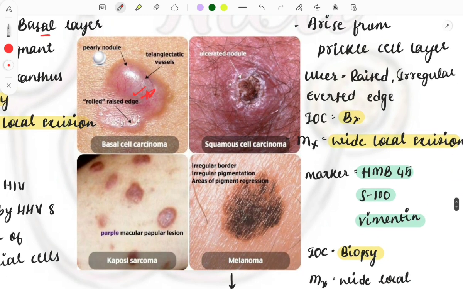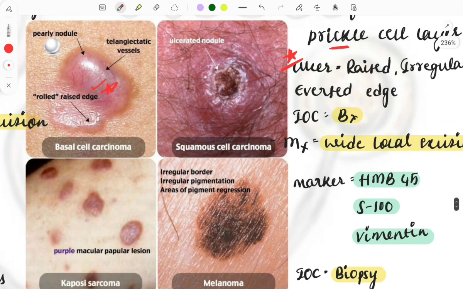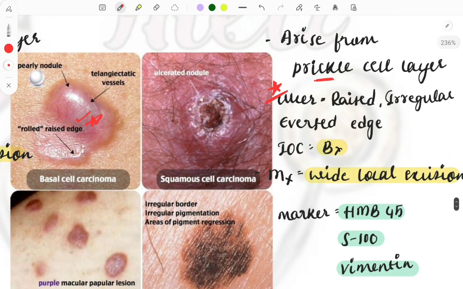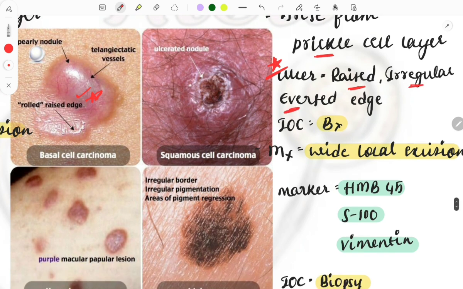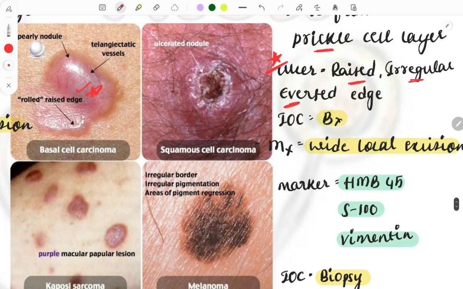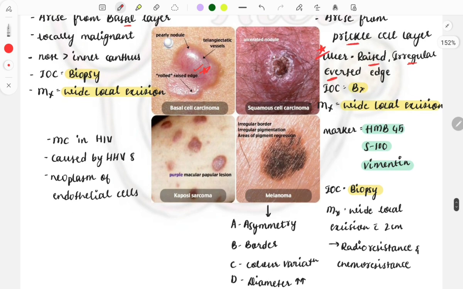Then the squamous cell carcinoma arises from the prickle cell layer. You need to remember this one. This ulcer topic is very much important because you can expect a question on ulcers from surgery. They'll be describing the appearance of the ulcer and they'll ask you which type of ulcer it is, and if it has raised, irregular, everted edges, then it is due to squamous cell carcinoma. Treatment is the same.